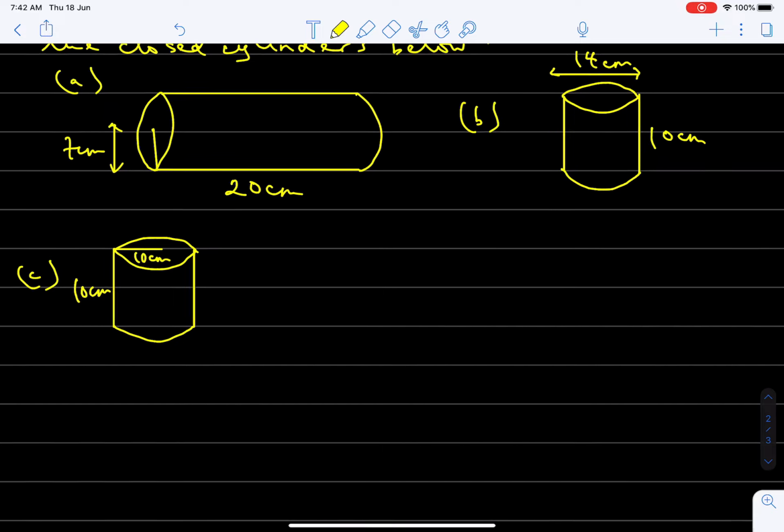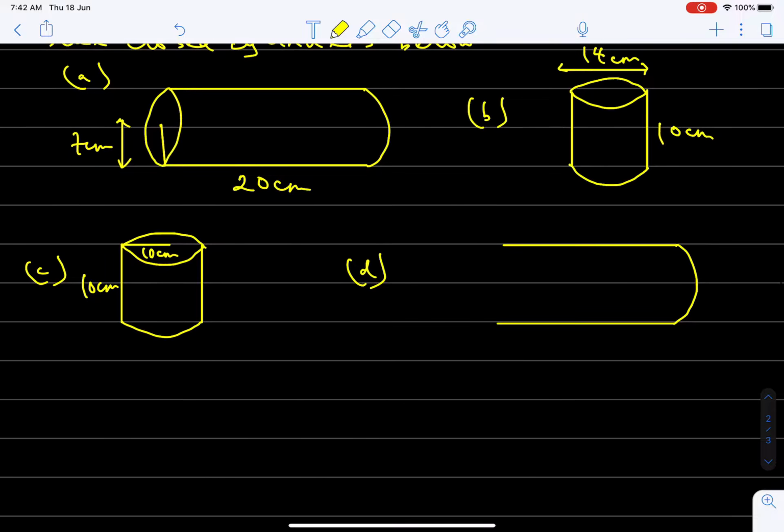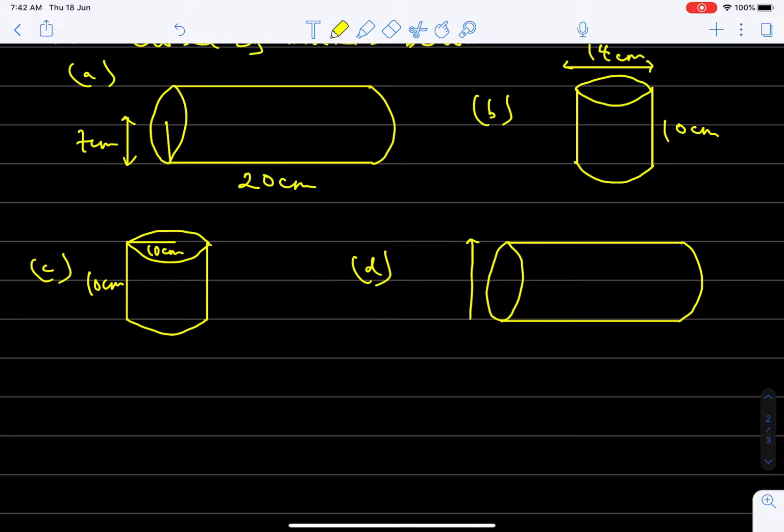And the last one, D. This is a cylinder, and this is a circular end. Here the diameter of that circular face is 2 centimeters, while the length of the cylinder, or if you like height, is 3 centimeters.